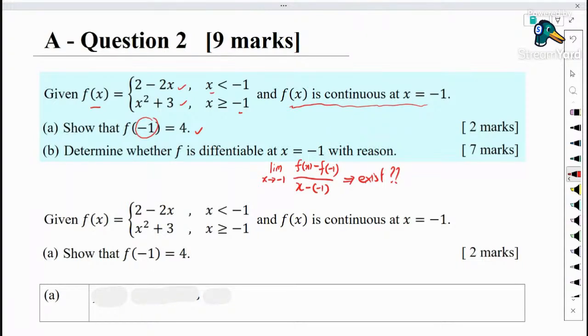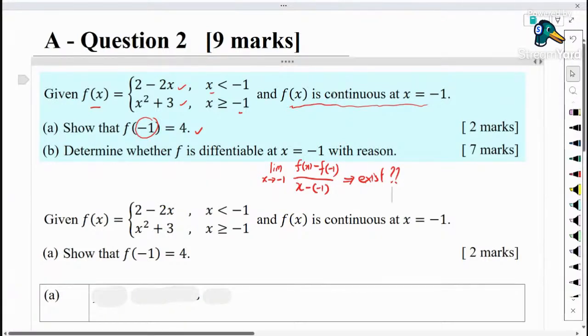And of course, the existence of this limit can also provide us the reasoning for why it is differentiable or not differentiable. How we use this idea for further calculation in part B, we will see later in the solution. Now let us focus on the calculations of part A first.